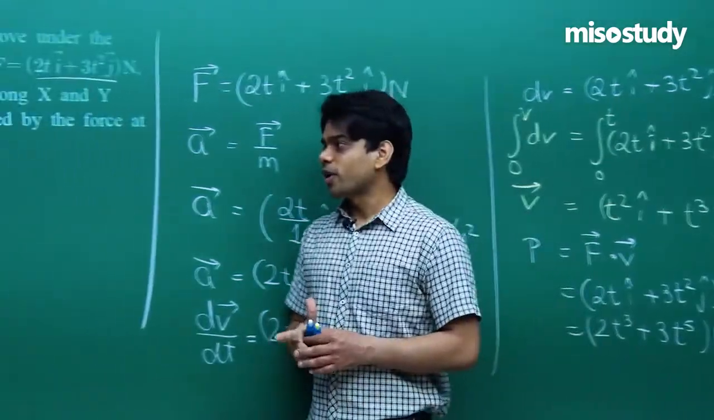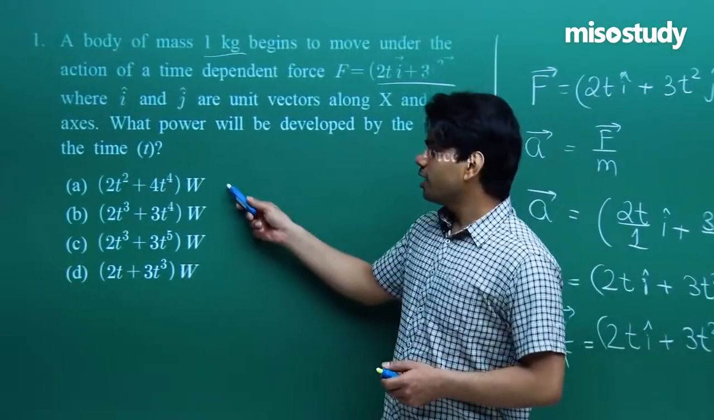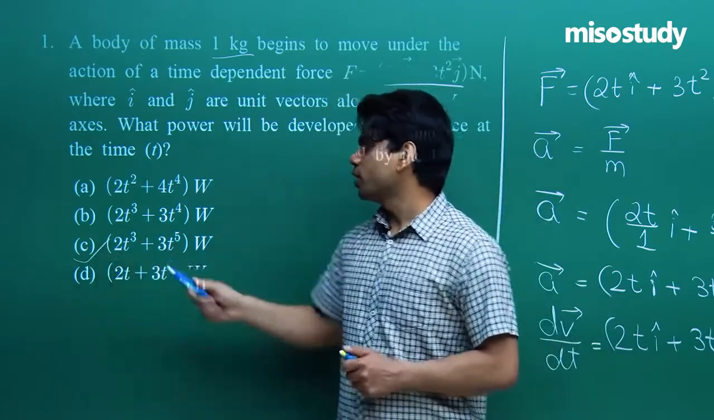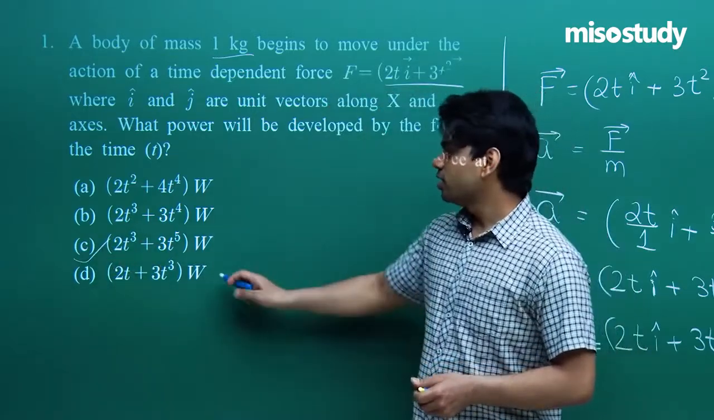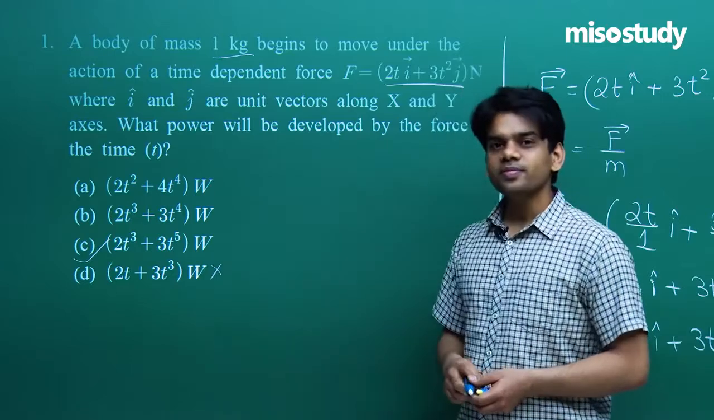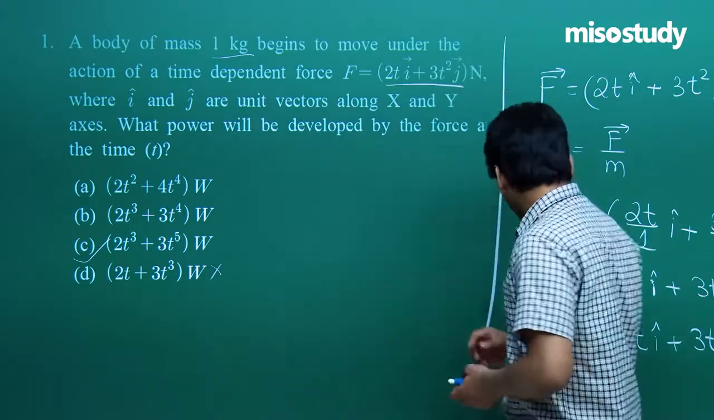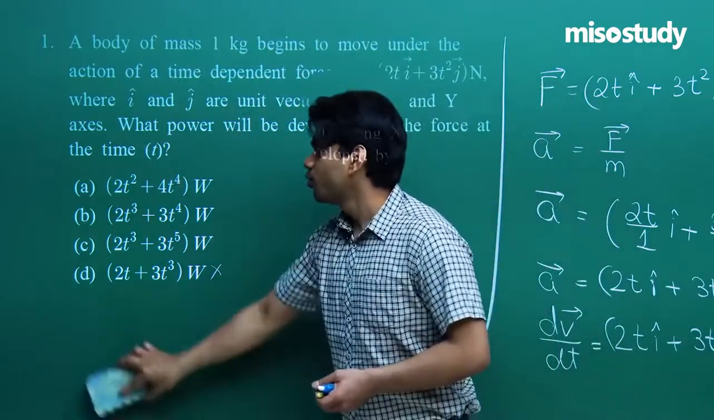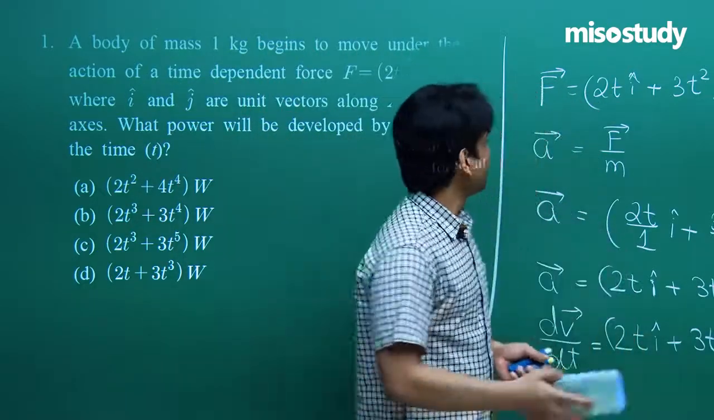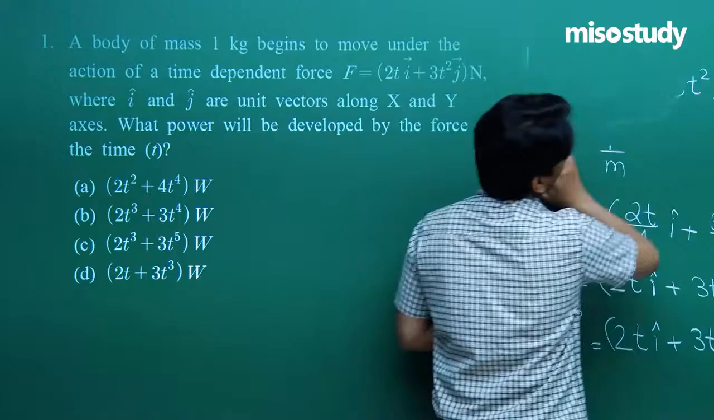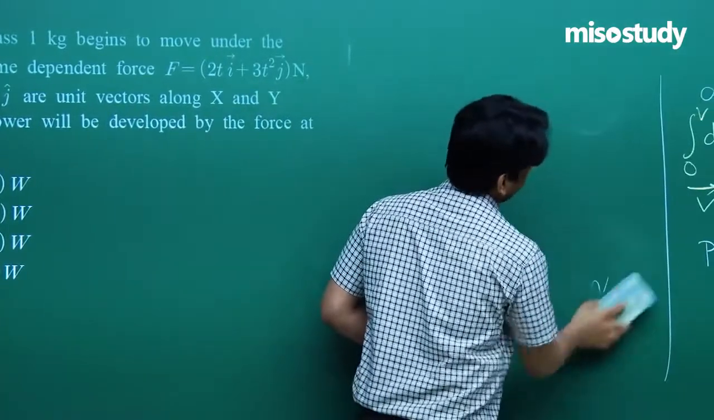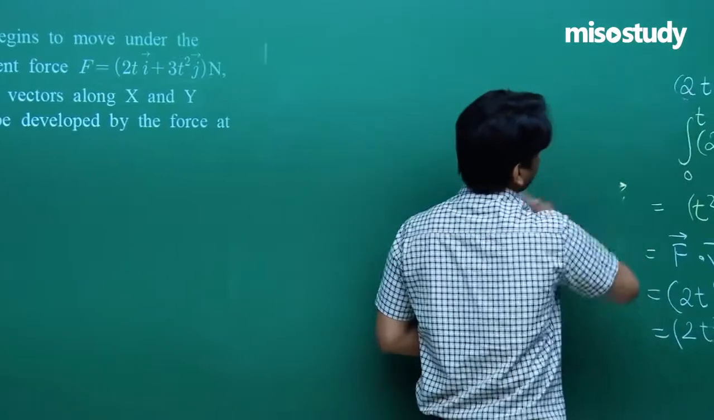If you see, A is incorrect, B is incorrect, C is the one that is matching, 2t cube plus 3t to the power 5, and D is also incorrect. So I believe you now know how to evaluate power when force is given; these are the step-by-step things you need to follow to reach the result. Good question for your practice, and I believe this would be helpful for you all.